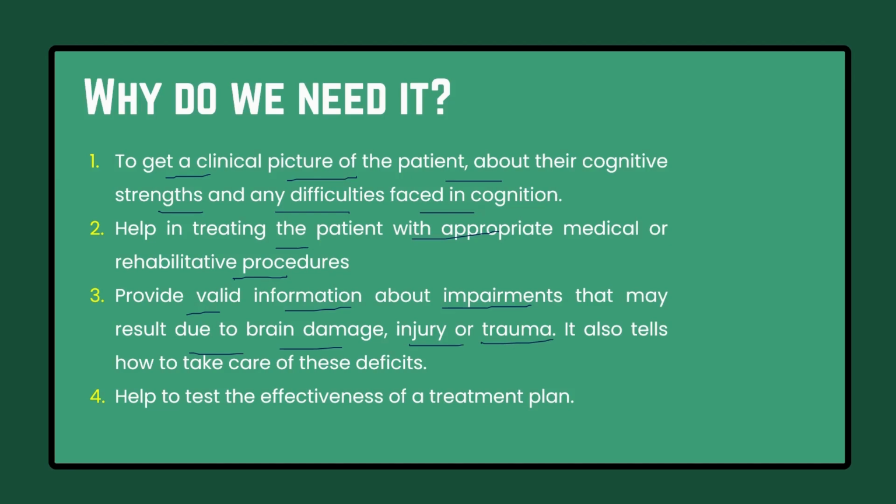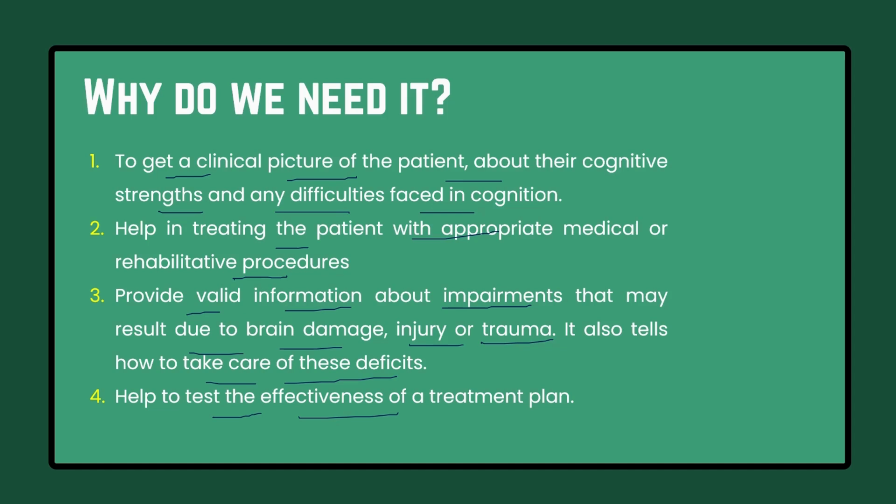Thirdly, it provides valid information about impairments that may result due to brain damage, injury, or trauma. It also tells how to take care of these deficits. This is what I just told, that it will give valid information about what is wrong with the brain. Impairments means whatever fault is there, which might have happened due to a brain damage, an injury, or a trauma. And it also helps us to decide how to take care of these deficits. Also, it helps to test the effectiveness of a treatment plan.